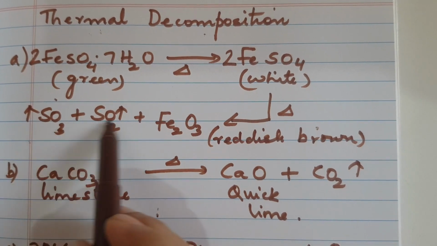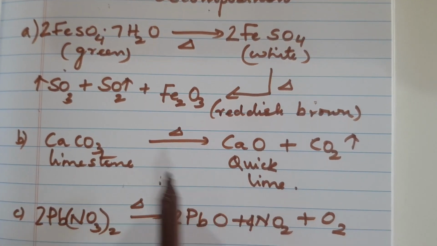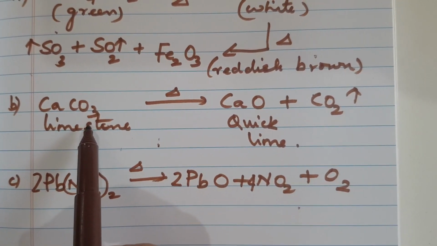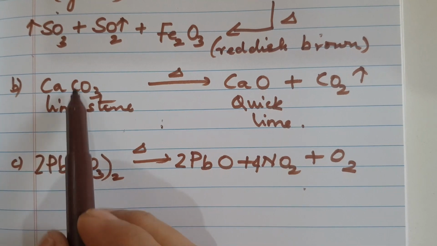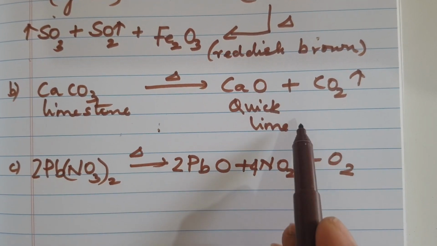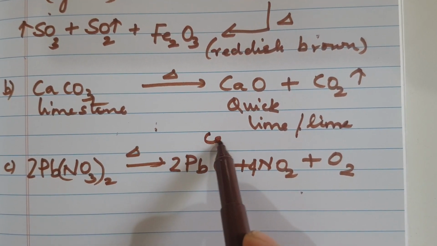And sulfur dioxide and sulfur trioxide, these are gases which are liberated. Another example of thermal decomposition is decomposition of calcium carbonate. In the presence of heat, limestone or calcium carbonate changes to quicklime or calcium oxide. Quicklime is also called lime. It is used in the manufacture of cement.